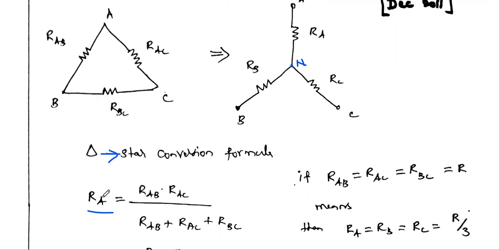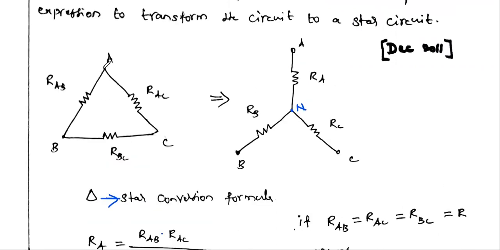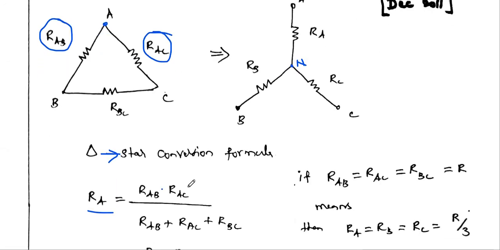Okay, so in this delta network, in node A, what are the two resistances connected in node A? RAB, RAC. So you just multiply this RAB and RAC. That is the numerator, divided by the addition of the three resistance values: RAB, RAC plus RBC.